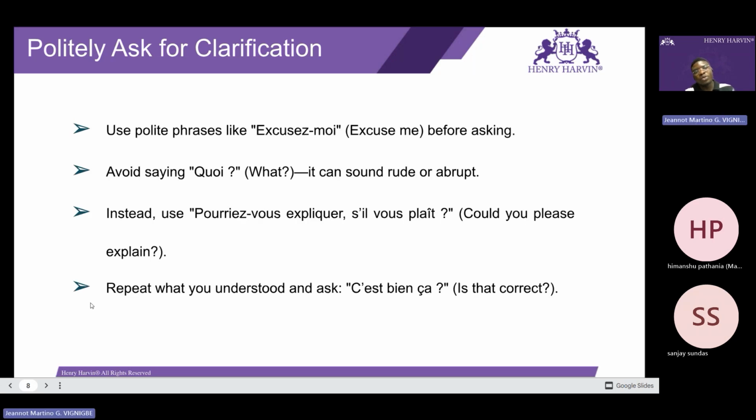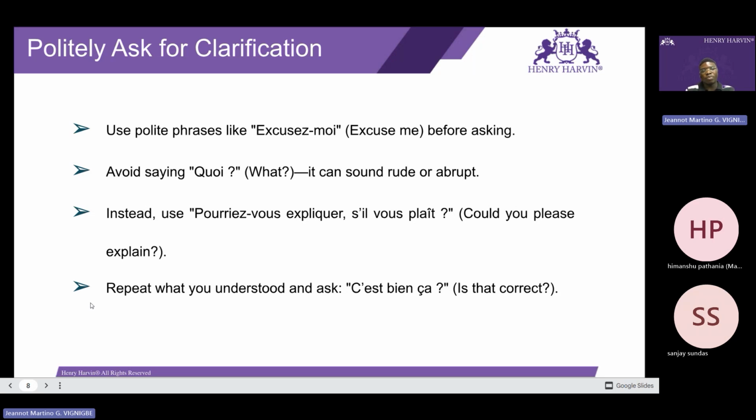So you have to use polite phrases like excuse-moi before asking for anything. You also have to avoid saying quoi, which means "what"; it sounds rude and abrupt. So when you're talking with someone and she says something that you're not understanding or not hearing properly, instead of saying quoi, which sounds rude, you can say excuse-moi, peux-tu répéter s'il vous plaît?